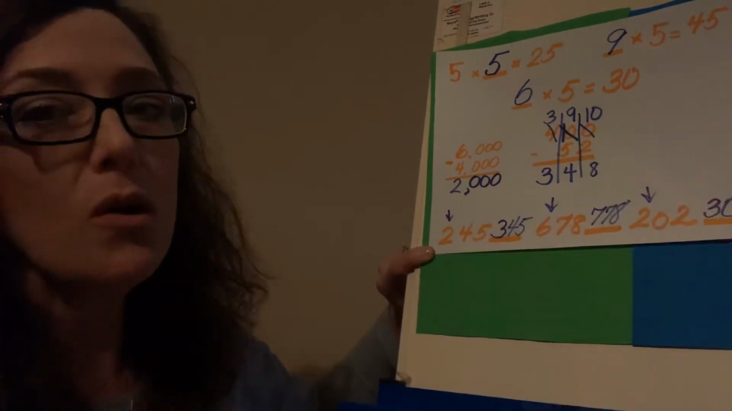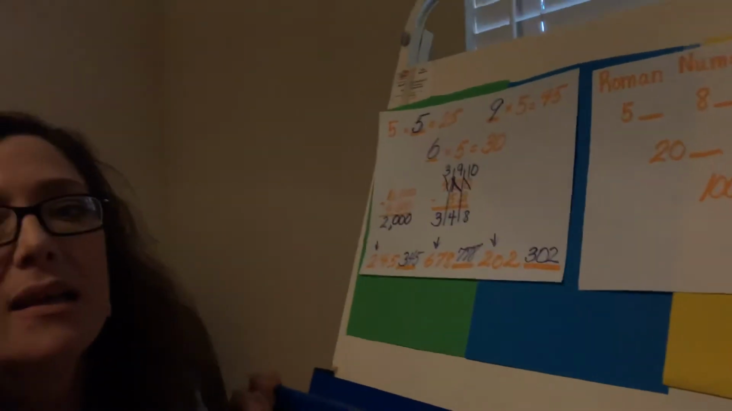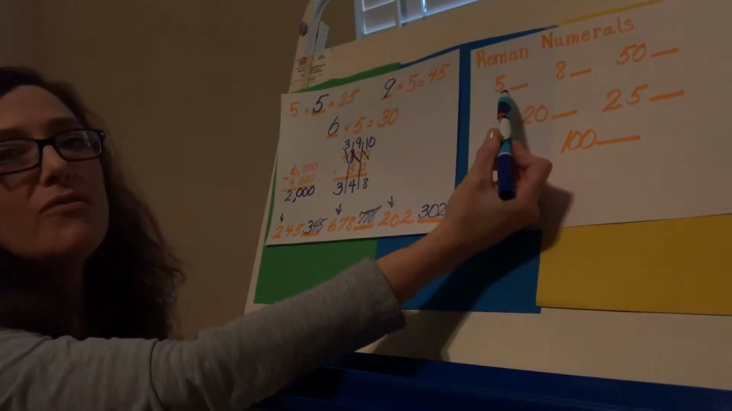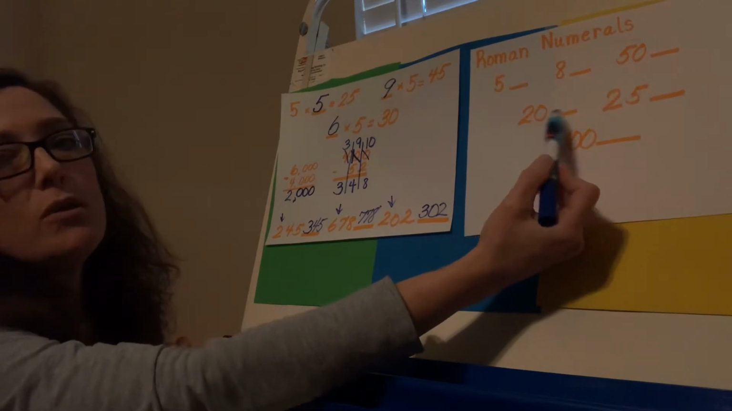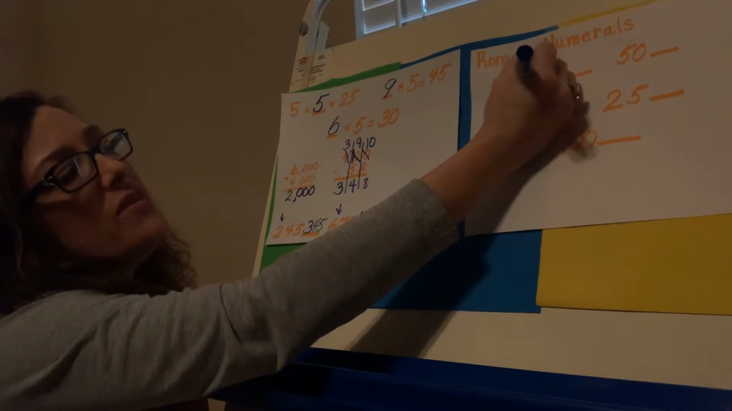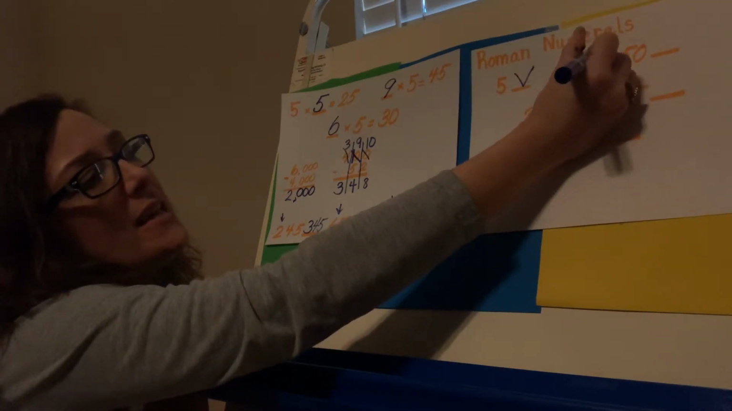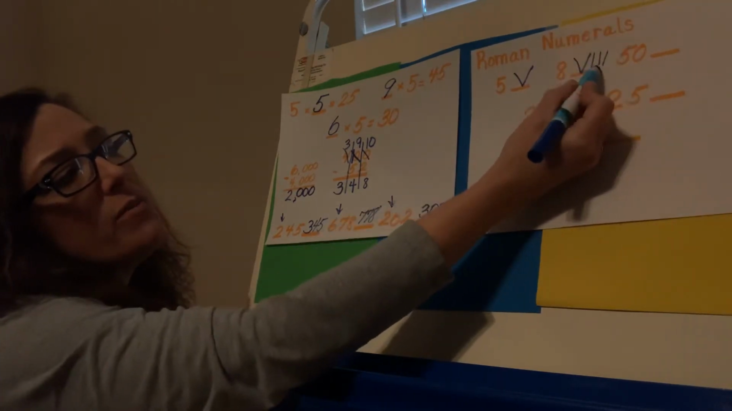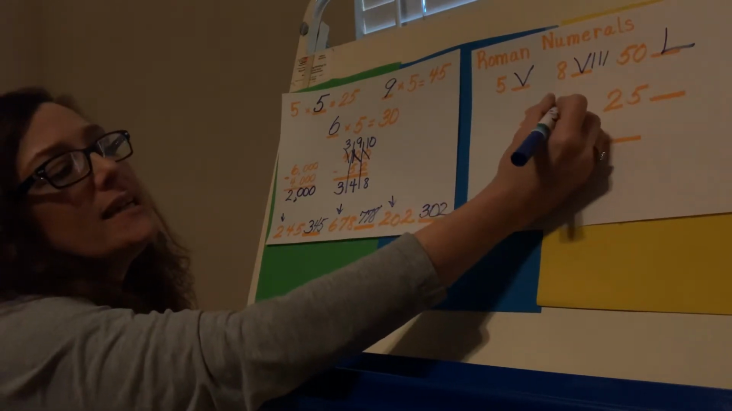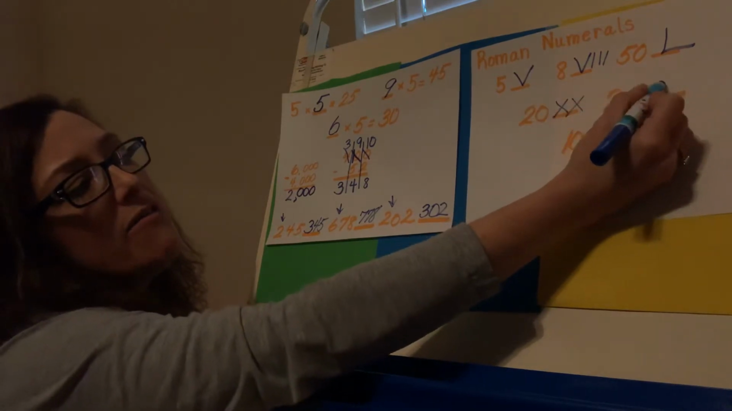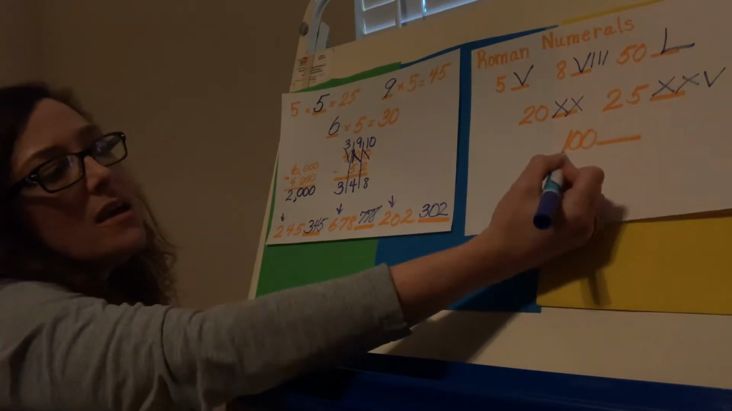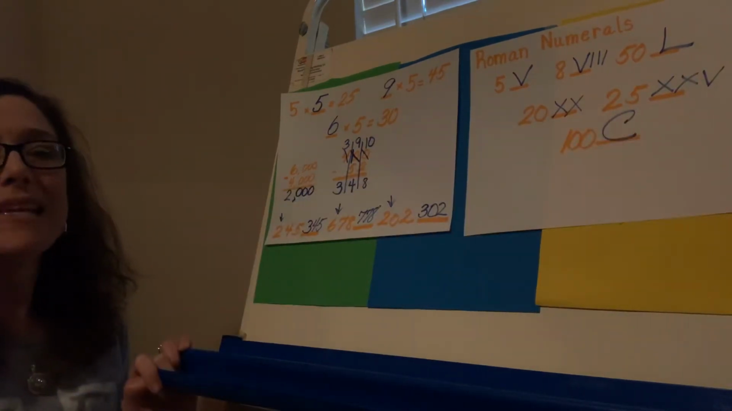302. Roman numeral practice. Let's begin. I want you to write the Roman numerals for 5, 8, 50, 25, 20, and 100. So remember, a 5 is V, 8 is VIII, because 5 plus 3. 50 is L, 20 is XX, 25, we have to do our XX plus 5 is V, 100, capital C.